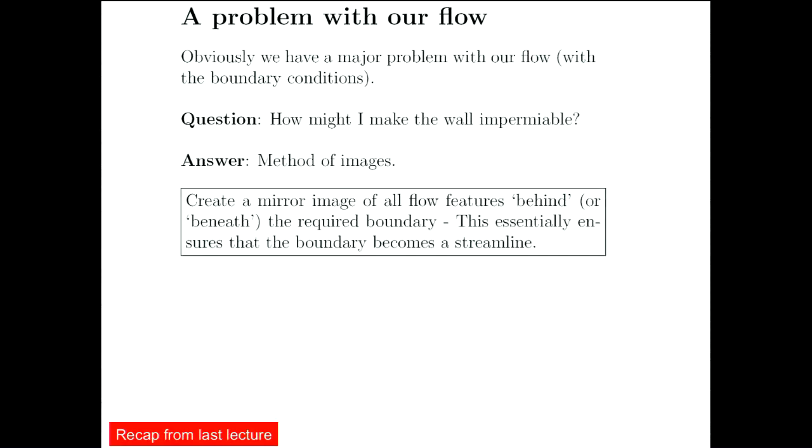I then introduced the method of images. Okay, so basically creating a mirror image of all the floor features behind or beneath the required boundary, right? And this is to ensure that our boundary becomes a streamline. And we know that for a streamline, there is no velocity perpendicular to it. So no flow can cross through a streamline.